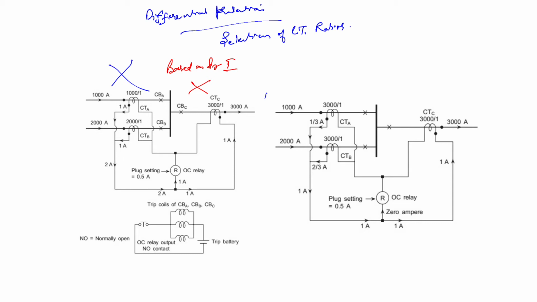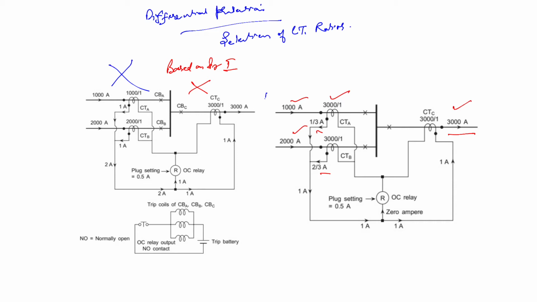Now take this case. In this case, we have 100 ampere, 1000 ampere, 2000 ampere and 3000 ampere. And what we do in this case, we select the CT ratio based on the maximum current in all the three CTs. So we will have 3000 by 1 and 3000 by 1, and from this we will get 1 by 3 ampere, 2 by 3 ampere and 1 ampere and 1 ampere.